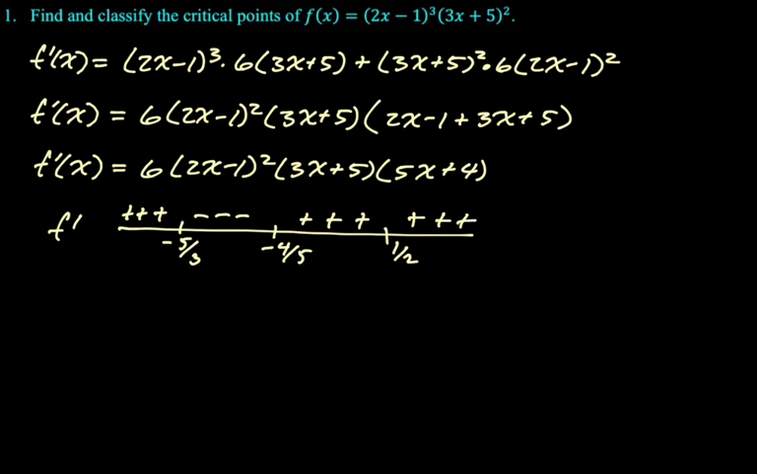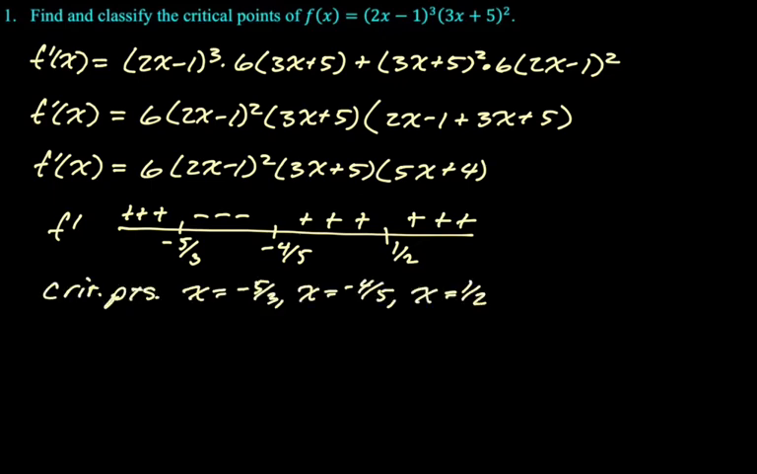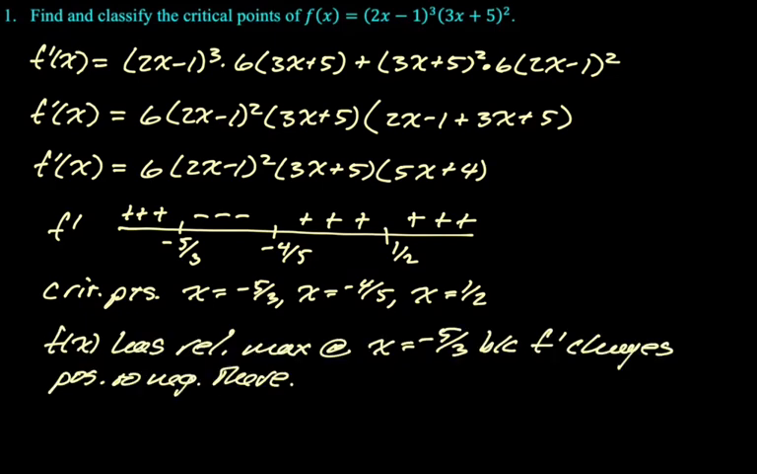So we are supposed to find and classify the critical points. I never expressly said what the critical points are, so I'm going to do that. Critical points, negative 5/3, negative 4/5, 1/2. Now we need to classify them. So at negative 5/3, f prime goes positive to negative, which means you are at a relative maximum. So let's write that down. So f of x has relative maximum at x equals negative 5/3 because f prime changes positive to negative there.